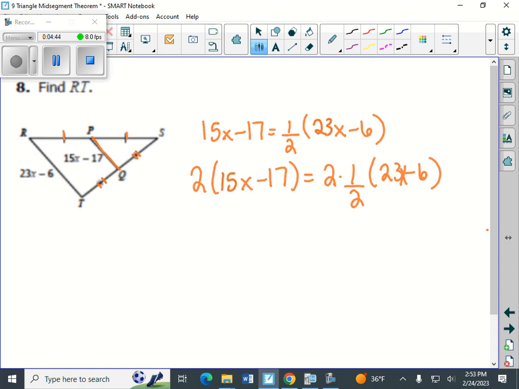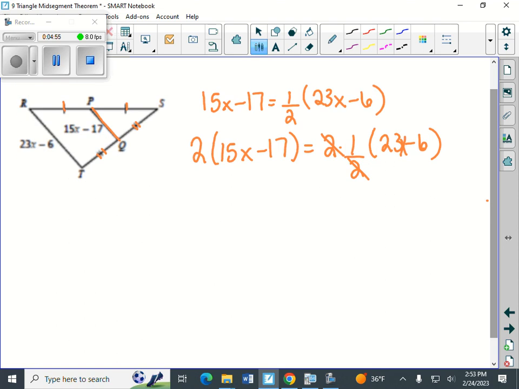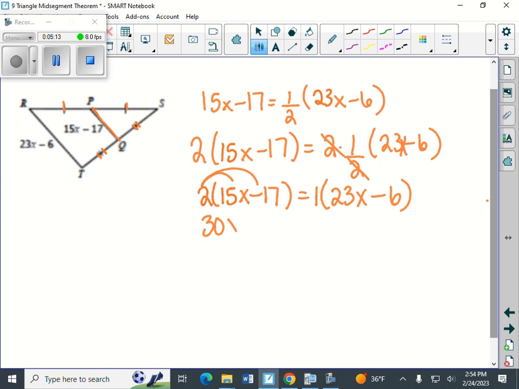When we multiply the 2 times the 1/2, 2 times 1/2 is 1. That sets us up so that we can distribute. And I'll write my 23x a little bit better. I won't forget the x this time. But we're going to distribute. And 2 times 15x is 30x. 2 times 17 is 34. 1 times 23x is 23x. And 1 times 6 is 6.